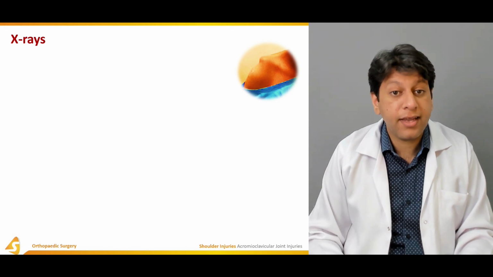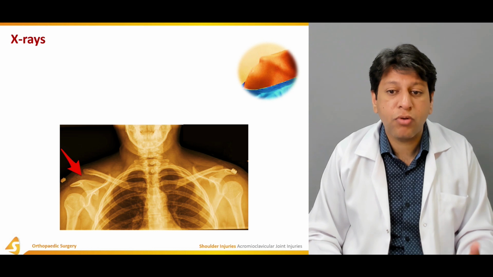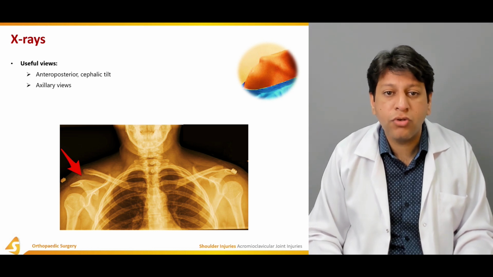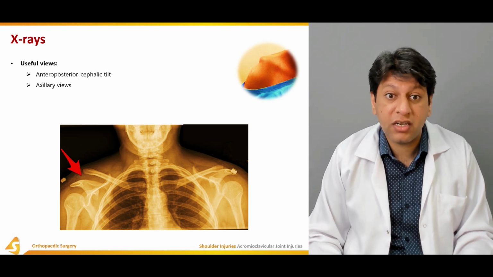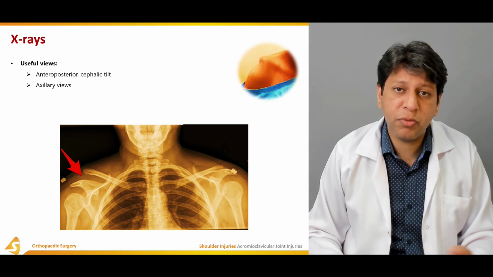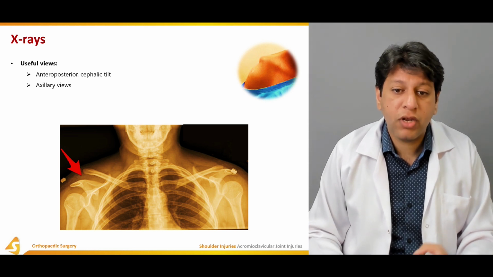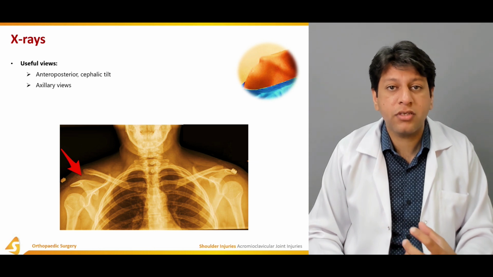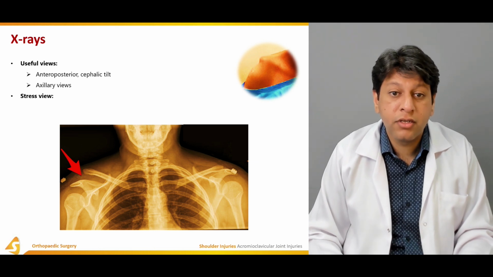Now coming to the x-rays. First and foremost is the AP view; a useful view is the anterior-posterior cephalic tilt view. Another option could be the axillary view as well, but that will tell us how much subluxation of the humeral head has occurred or not.